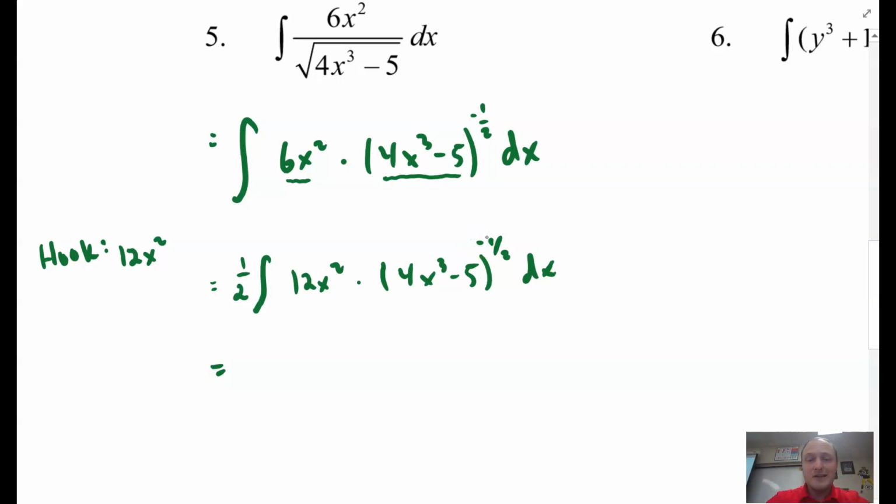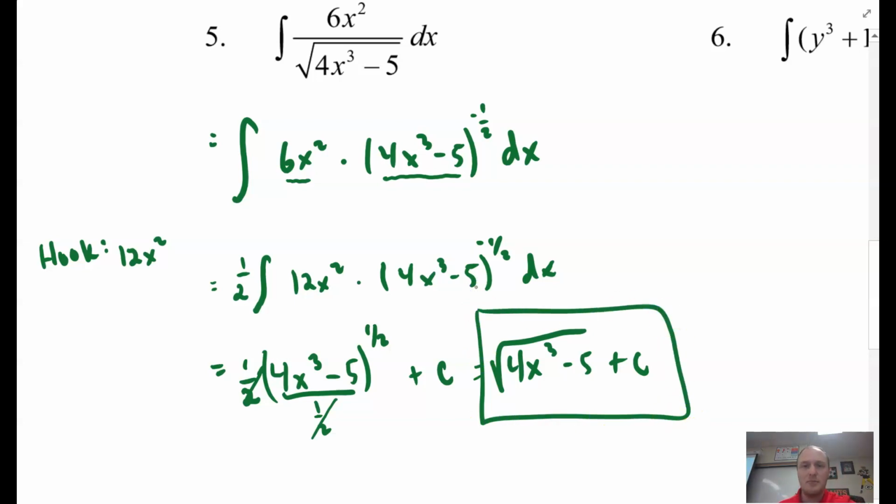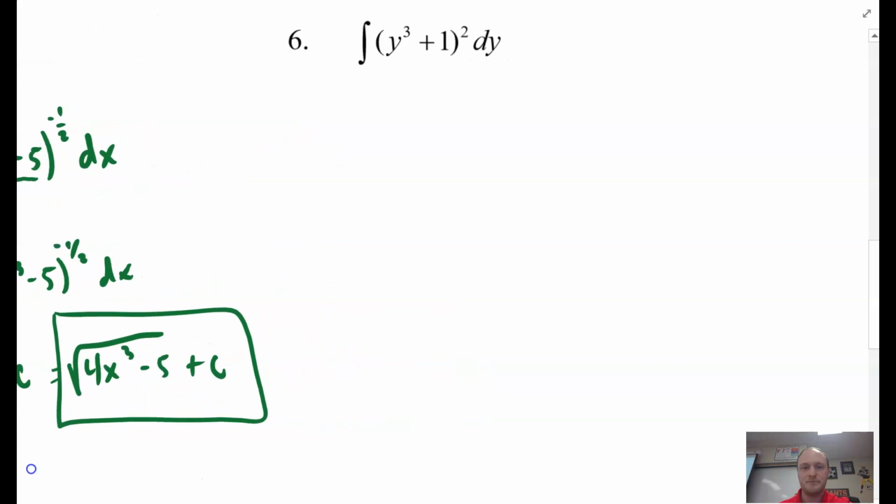So I'll take my function, 4x cubed minus 5, raise the power. And this is being multiplied by 1/2. And when we raise the power, we have to divide by that same power, 1/2, plus c. And if I just simplify this, these 1/2s cancel, and we get 4x cubed minus 5, plus c. And there is your solution to the integral.